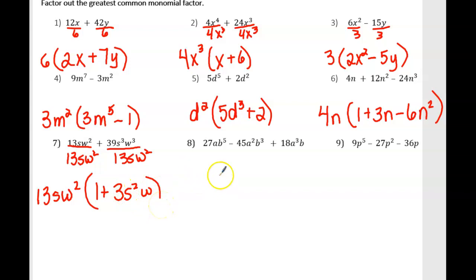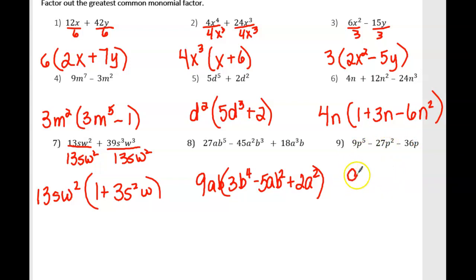Number 8, you're going to factor out a 9ab. And it's going to be times 3b to the fourth minus 5ab squared plus 2a to the second power, and we don't need a b. Okay. And number 9, 9, 27, 36, the greatest common factor is going to be 9, and then we've got p to the first power factored out. So this would be times p to the fourth minus 3p minus 4.